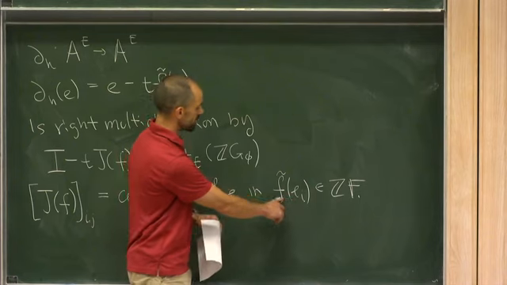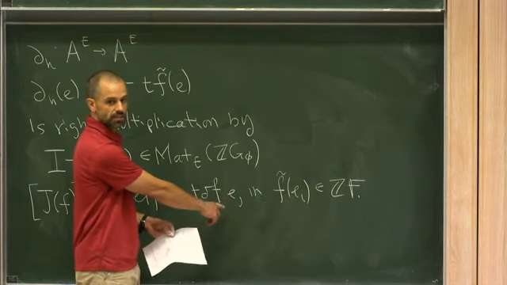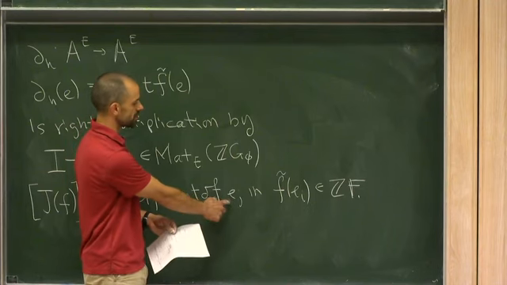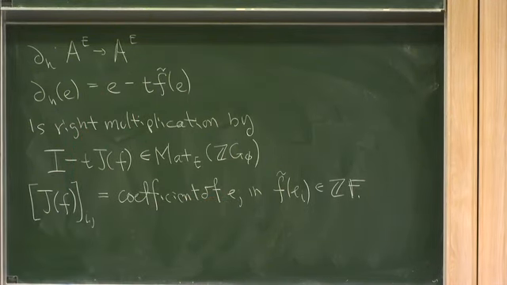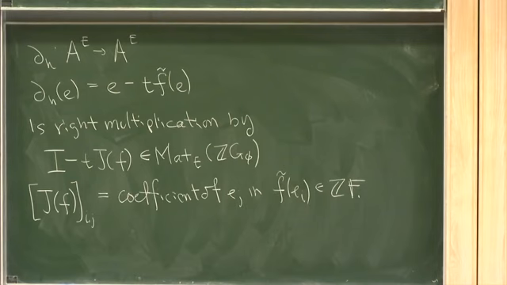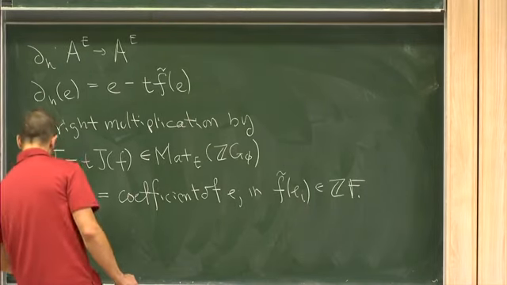You just hit one of those with F tilde. Now you get a new one chain, which you can write as a linear combination of these guys, and you just record the coefficient.